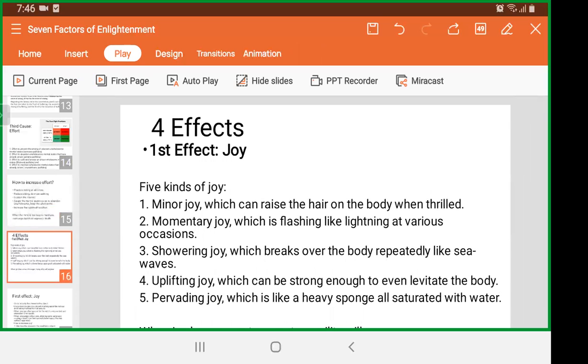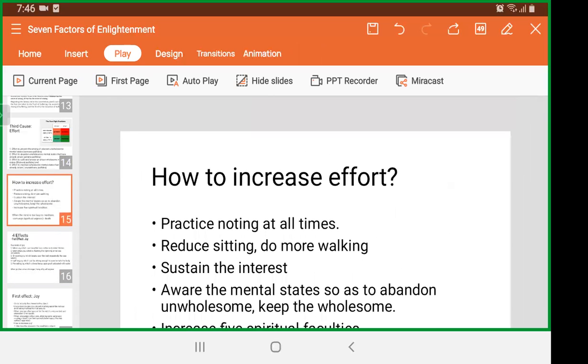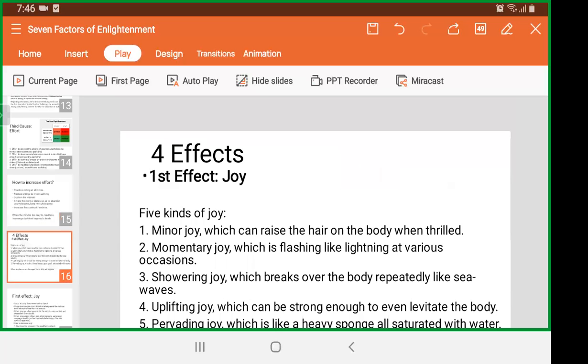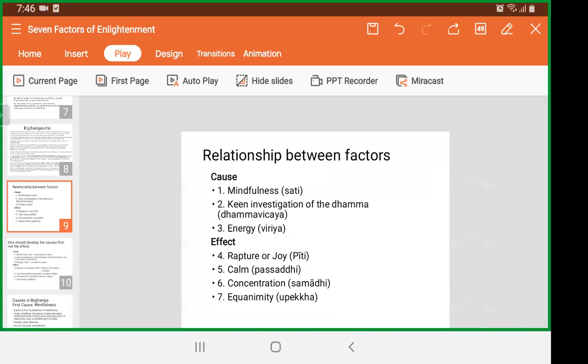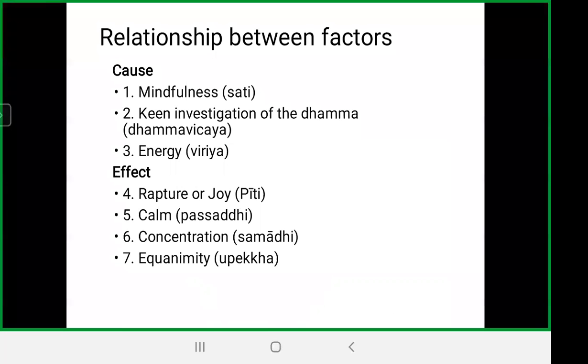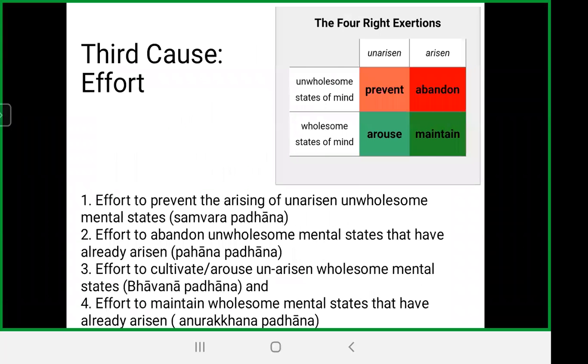Now we have finished the effort already. So you all remember how many courses? There are 3 courses. First one is mindfulness, second one is Dhamma Vijaya, and third one is effort. Now we are going to the 4 effects. So I go back to the earlier one. We finished Sati, Dhamma Vijaya, Virya. Now we go for Piti, Passaddhi, Samadhi, Upekkha. Okay, so let's go.